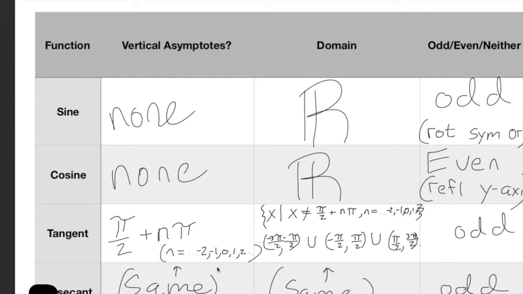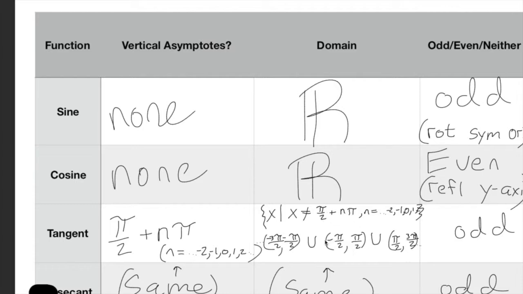When you combine those together, that's what you get. The domain for sine and cosine is all real numbers, but for tangent, it gets a little tricky because it's all real numbers except anywhere it has a vertical asymptote. So you can see this pi over 2 plus n pi. That's like x such that x is not equal to pi over 2 plus n pi.